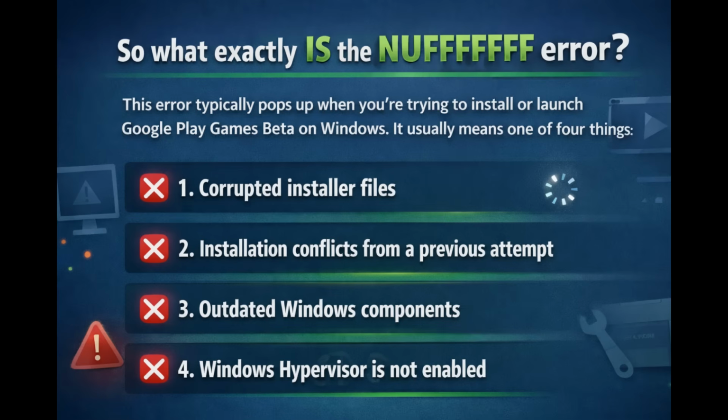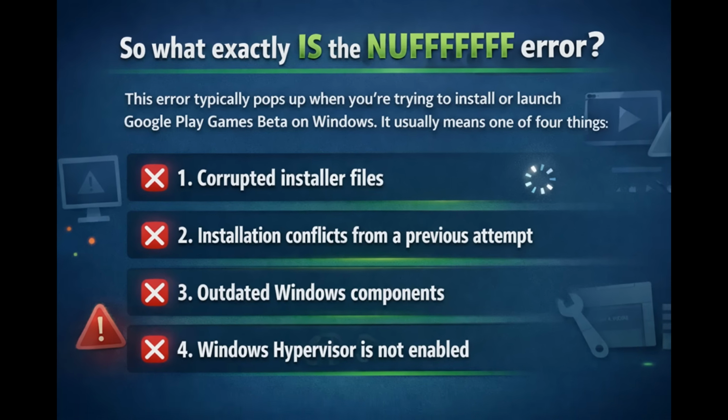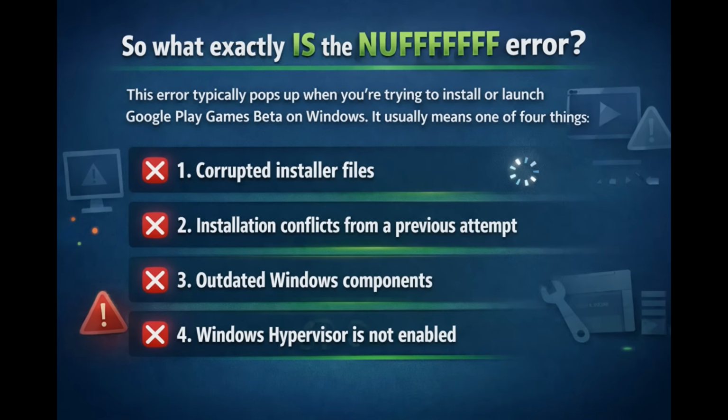First one, corrupted installer files. Number 2, installation conflict from a previous attempt. Number 3, outdated Windows components. Number 4, Windows Hypervisor is not enabled. The good news, every single one of these is easy to fix. Let's go step by step.